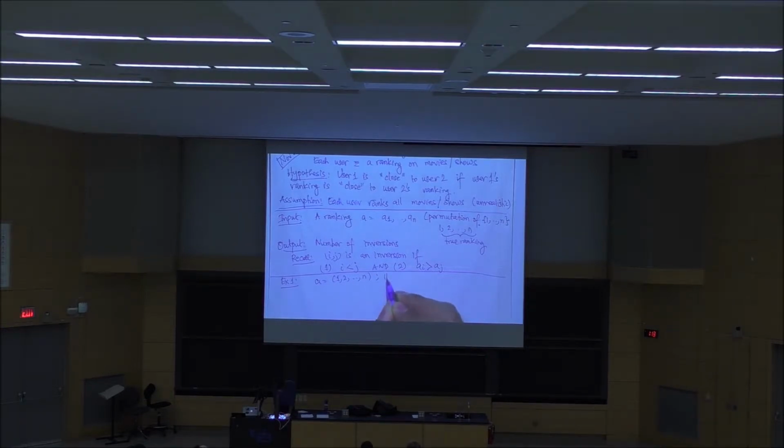So here, the number of inversions is 0, as none of the pairs (i, j) for i less than j is an inversion. And note that if you ever have zero inversions, that is the smallest you can do, because you're counting the number of pairs that are inversions, so that number can never be smaller than 0. So this is the smallest possible value. Any questions?